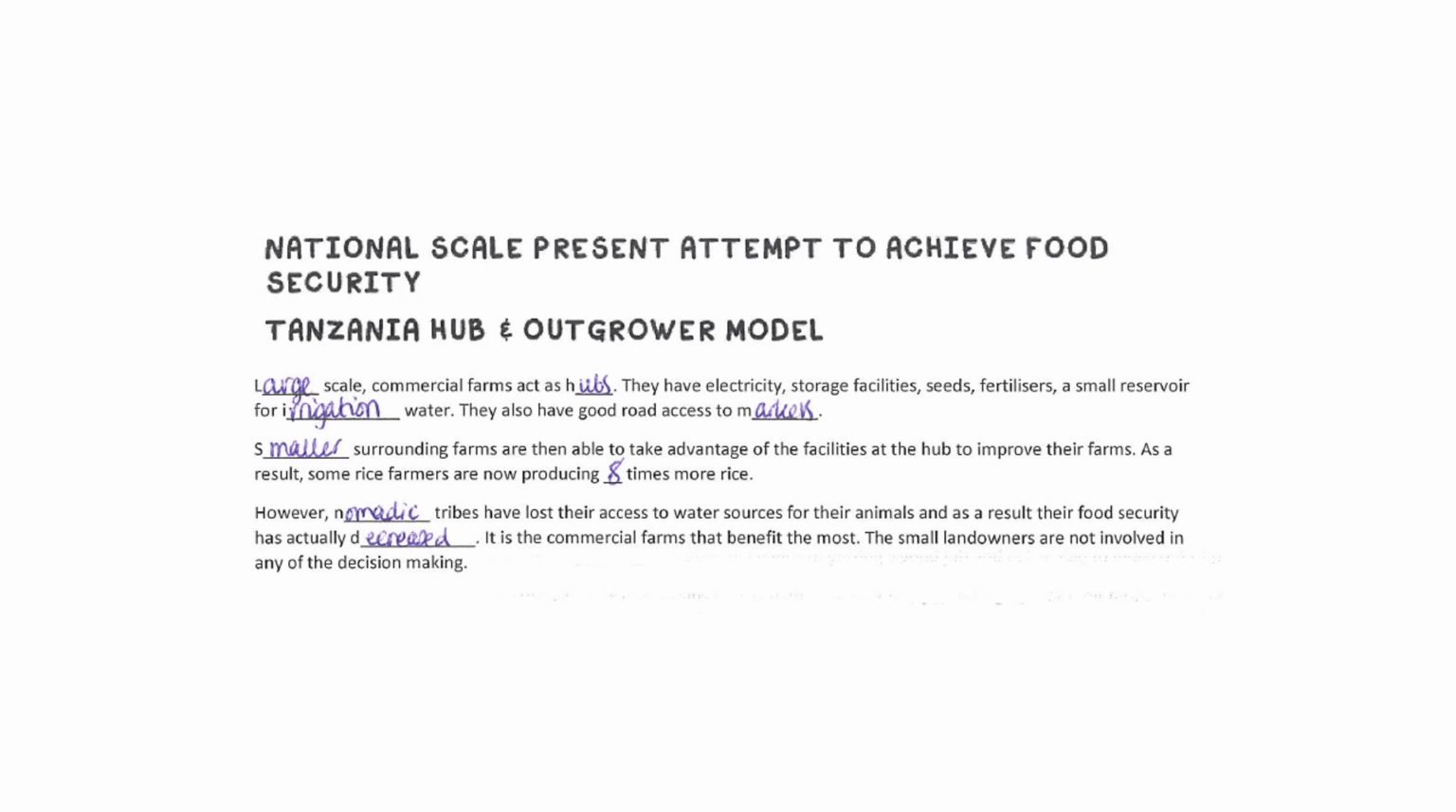However, the nomadic tribes have also lost access to their water sources for their animals here, and their food security has decreased. And essentially, when you look at it, it's the big commercial hub farms that have benefited the most. The smaller landowners are not involved in any of the decisions that are made.